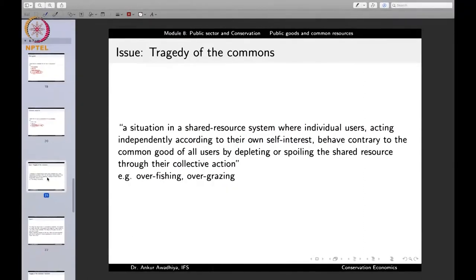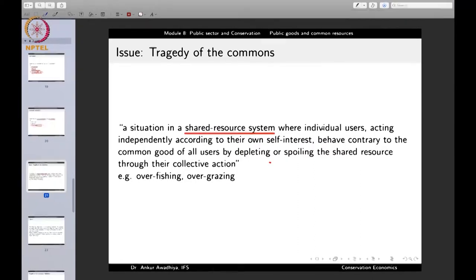Now, the issue with the common resources is the issue of tragedy of the commons. A situation in which a shared resource where individual users acting independently according to their own self-interest behave contrary to the common good of all users by depleting or spoiling the shared resource through their collective action. It is a situation in which there is a shared resource system. So the resource is shared, which means that many people can use it.